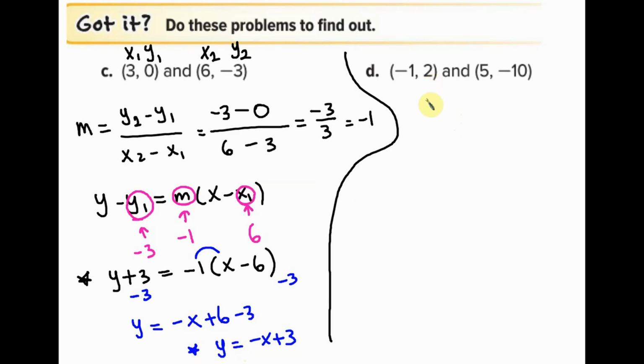For part D, if I repeat, m is equal to, you will get negative 10 minus 2, which is negative 12, over 5 minus negative 1, you will get 6. This becomes negative 2.